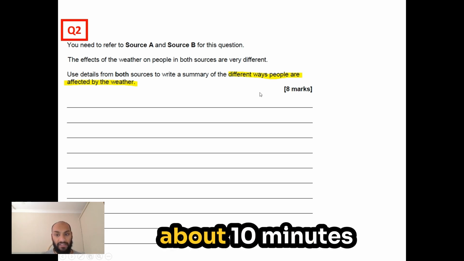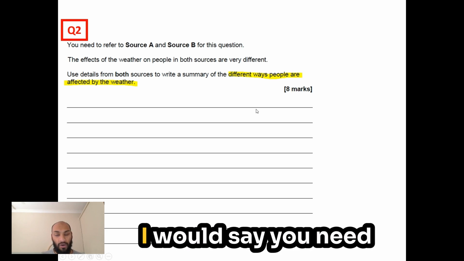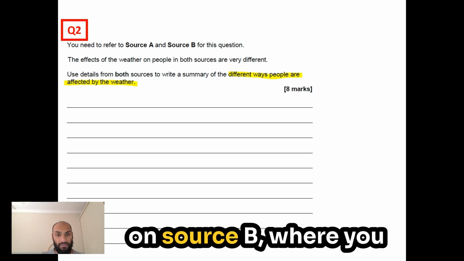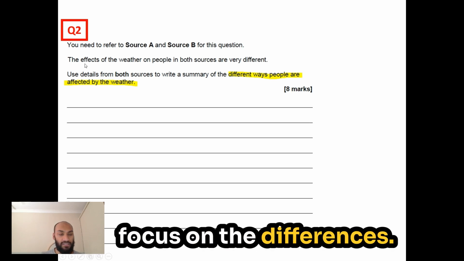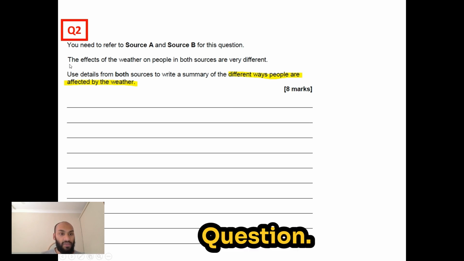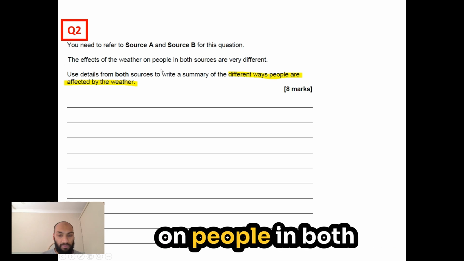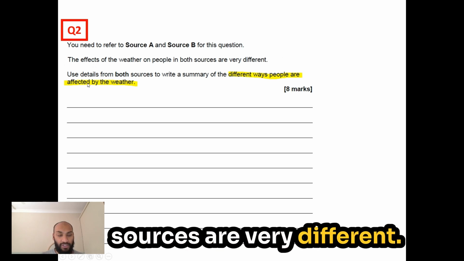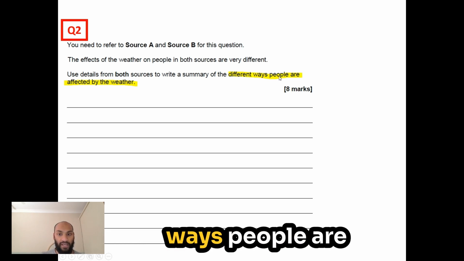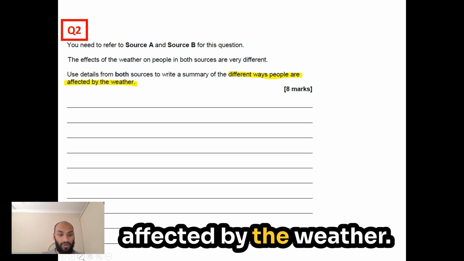You should spend about 10 minutes on this question. I would say you need at least a paragraph on source A and a paragraph on source B where you focus on the differences. Now let's carefully read the extract. Question: the effects of the weather on people in both sources are very different. Use details from both sources to write a summary of the different ways people are affected by the weather.